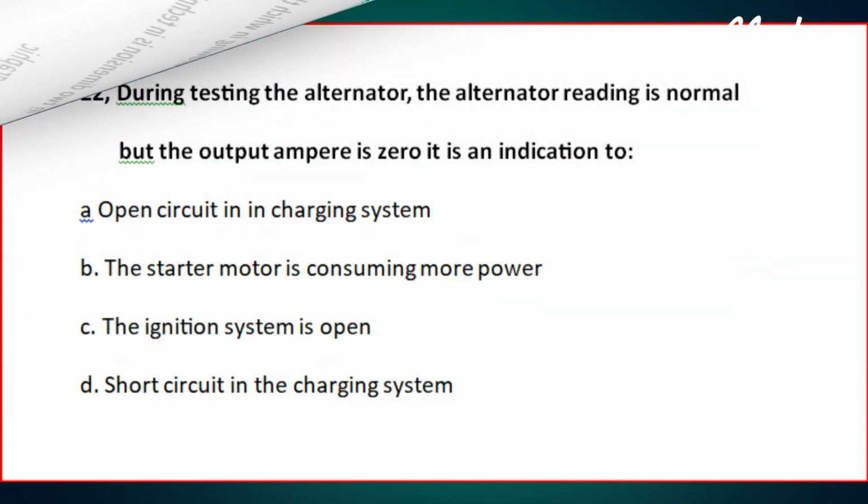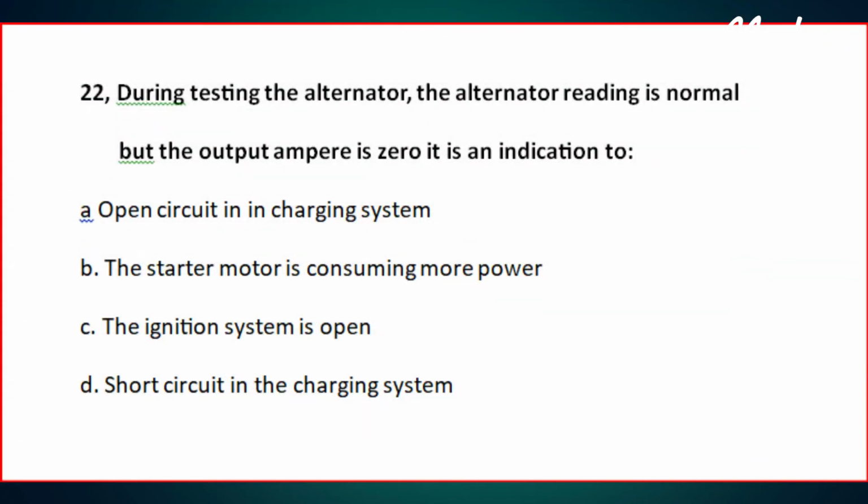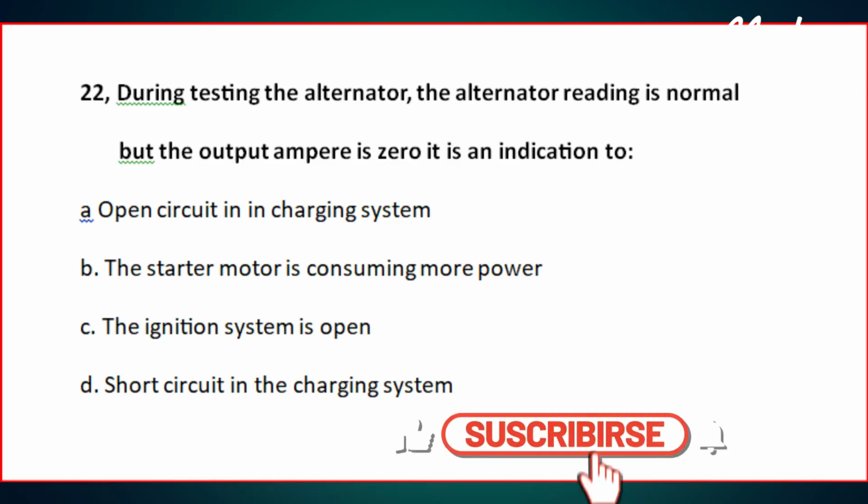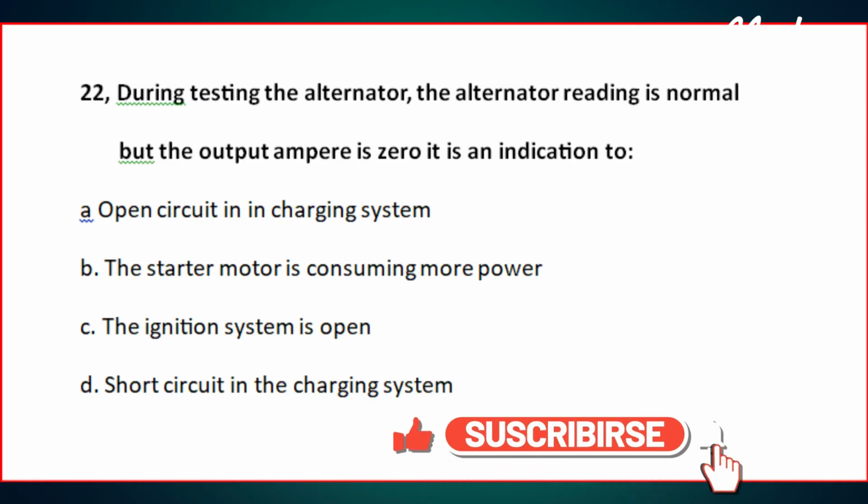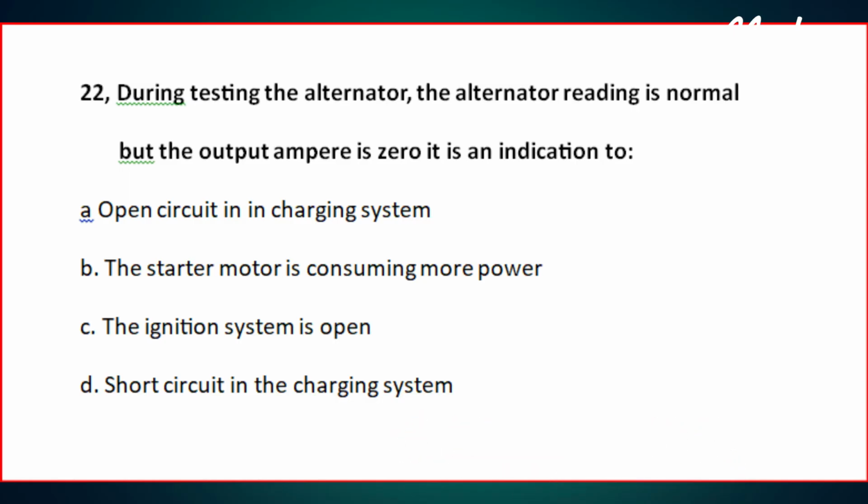22. During testing, the alternator reading is normal, but the output ampere is 0. It is an indication of A. Open circuit in charging system. B. The starter motor is consuming more power. C. The ignition system is open. D. Short circuit in the charging system.